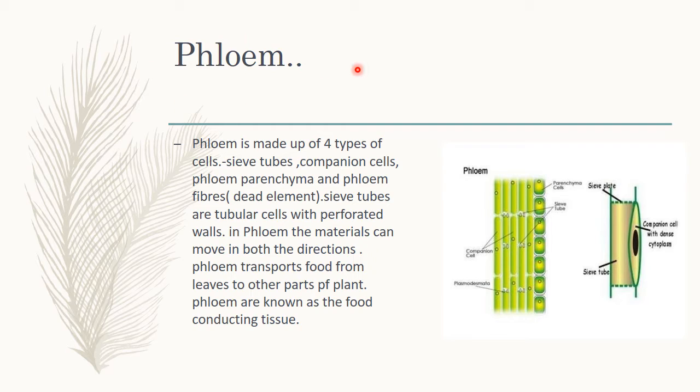Phloem. Phloem is made up of four types of cells. They are sieve tubes, companion cells, phloem parenchyma, and phloem fibers. The phloem fibers are the dead element. Sieve tubes are tubular cells with perforated walls. In phloem, the materials can move in both directions. Phloem transports food from leaves to other parts of the plant. Phloem is known as the food conducting tissue.